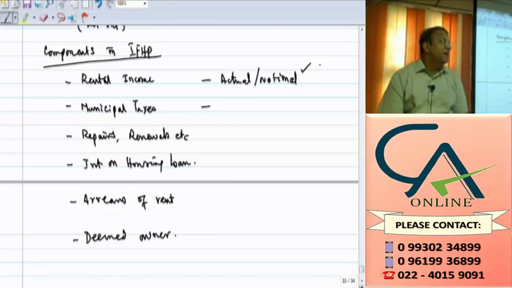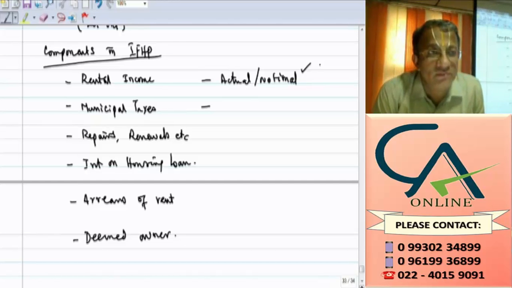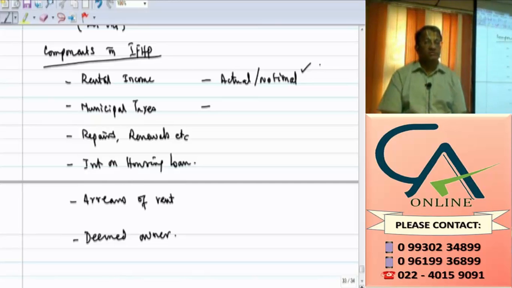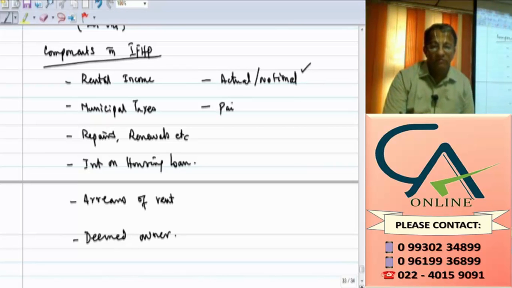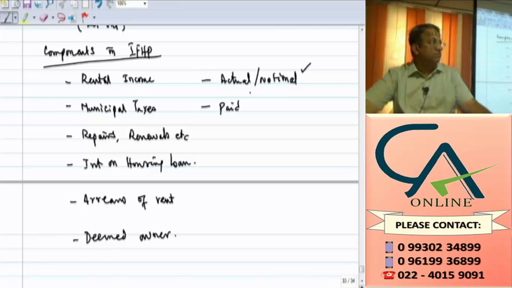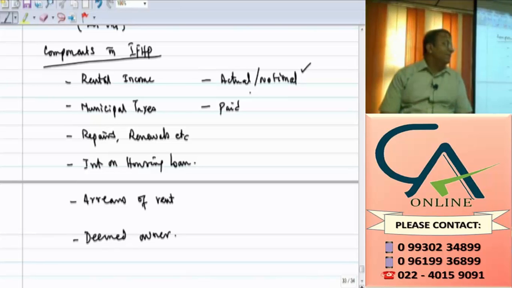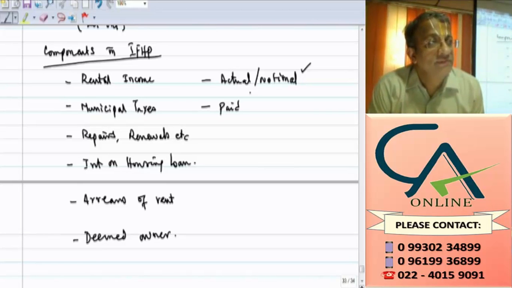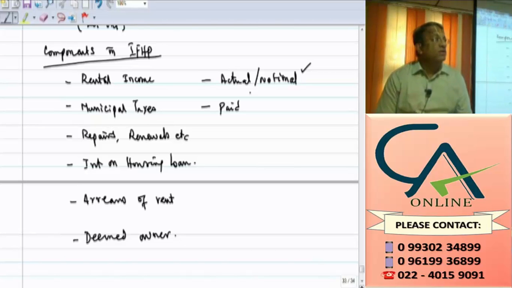Come on. Municipal taxes, whether it is on paid basis or on payable basis. Paid basis. Correct. Why is it on paid basis? Any logic that you can provide for why it is on paid basis? Tell some logic, Ganeshari. Municipal taxes, who will collect the tax? Local authorities only. Local authorities are driven by central government or state government?